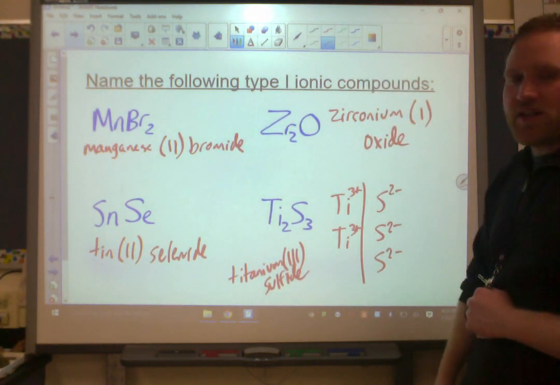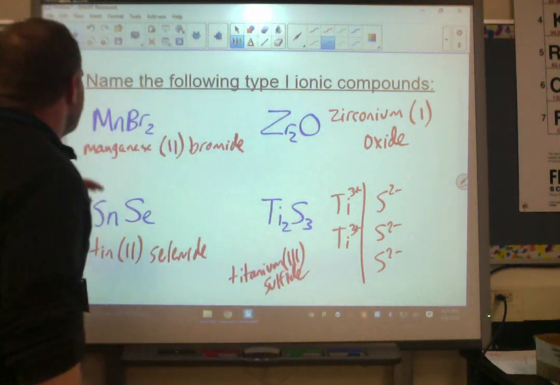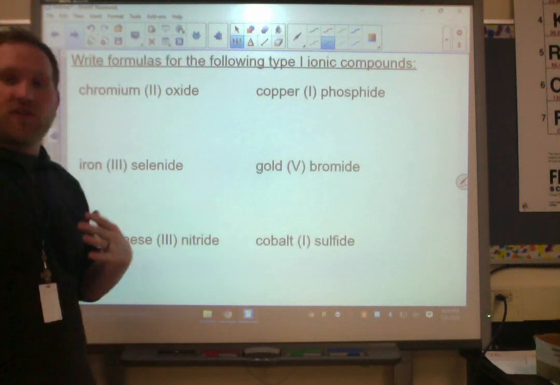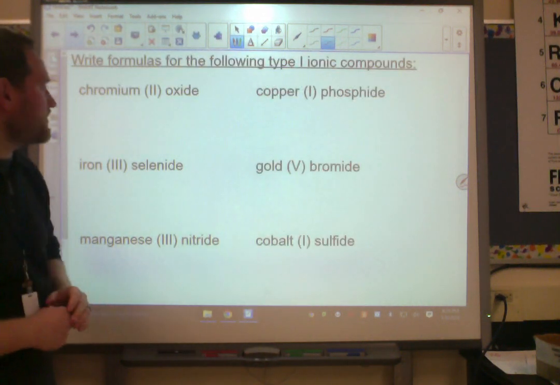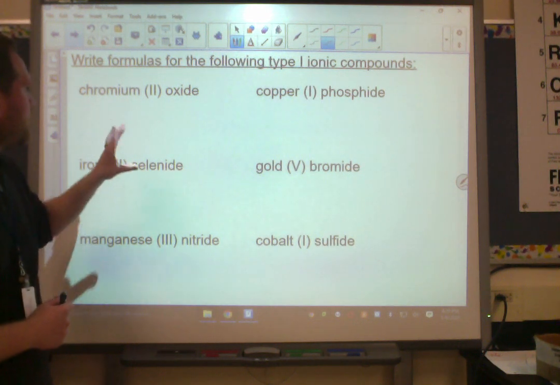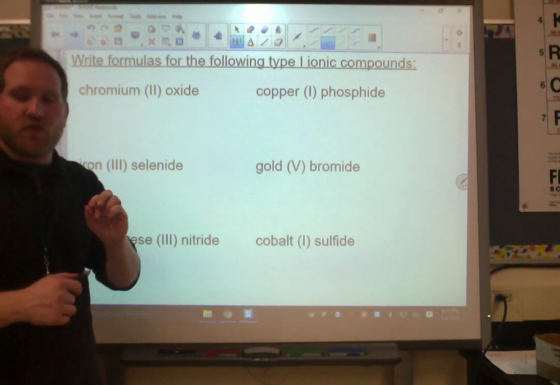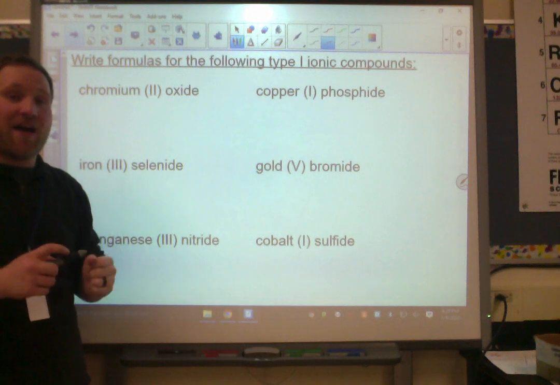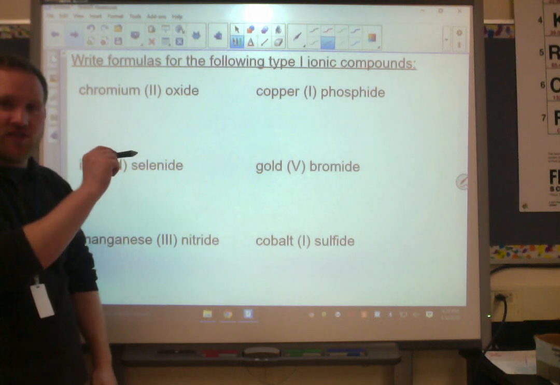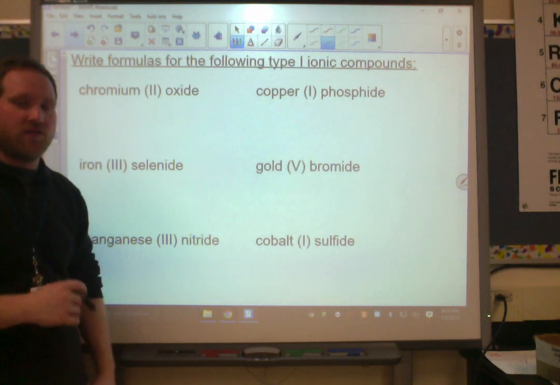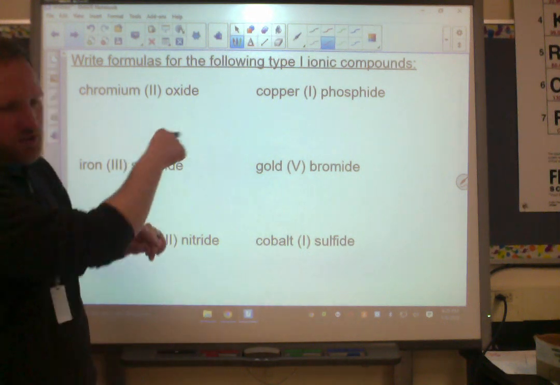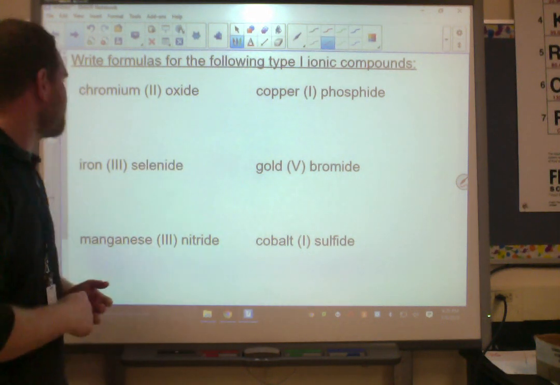Okay, so that's how we name these. Let's do it the other way. In my opinion, it's a little easier to do it this way, a little quicker at least. Again, when you're writing formulas for ionic compounds, please get in the habit of writing the ions with charges, then getting your final answer. Don't just look at it and say, here's my final answer, because you'll make a lot more mistakes.